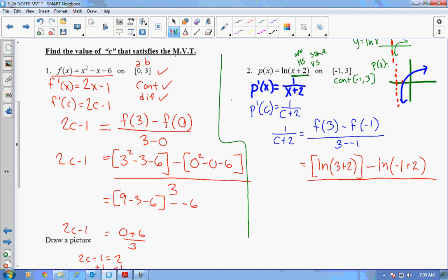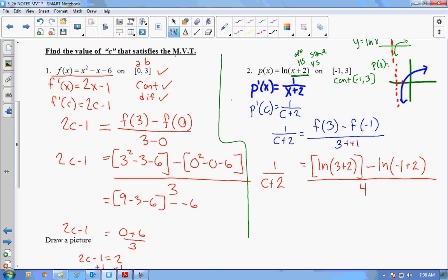All over, what is 3 minus negative 1? 4, right? 3 plus 1 is 4. Equals 1 over c plus 2. Our goal in all of this is to find the value of c, because since we said it was continuous on the closed interval and differentiable on the open interval, there has to be at least one c where the tangent line slope at that point is equal to the secant line slope. So we're trying to find that c.